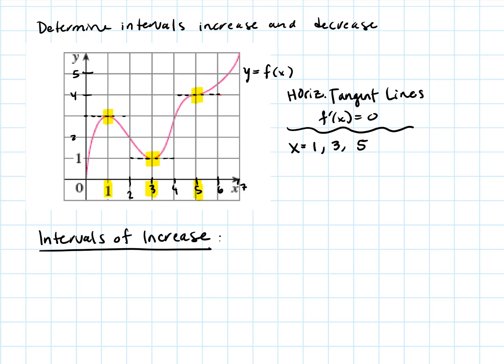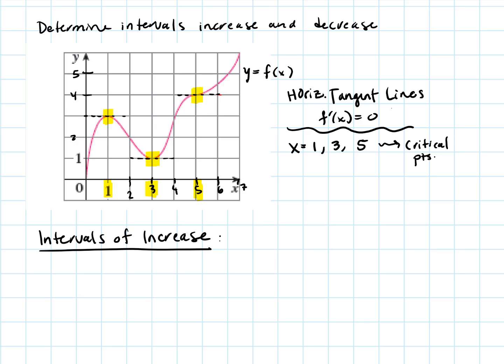Those are points where things could change, or there's an instant where the slope is 0. And so that is a point where we want to consider what might happen on either side of that particular point. So interesting points, we call them the critical points of this curve, where the derivative is equal to 0.